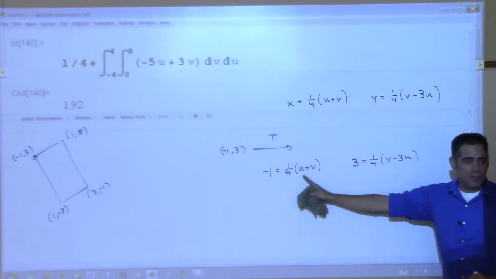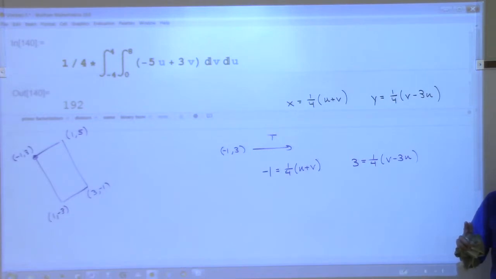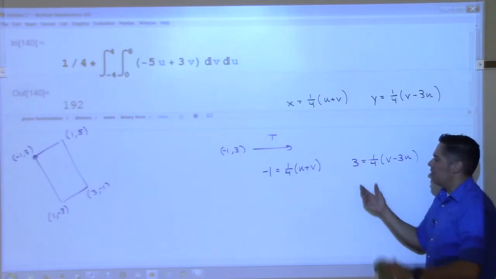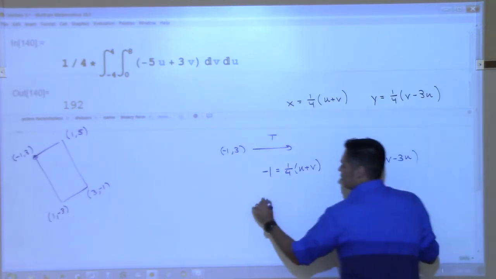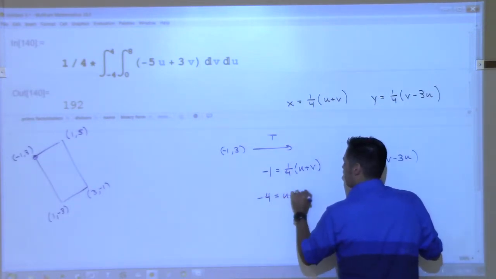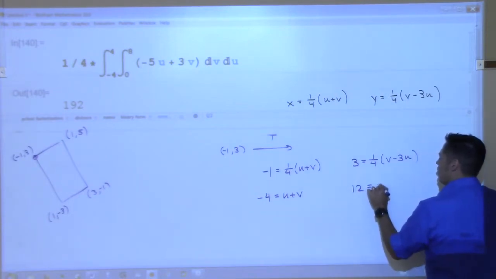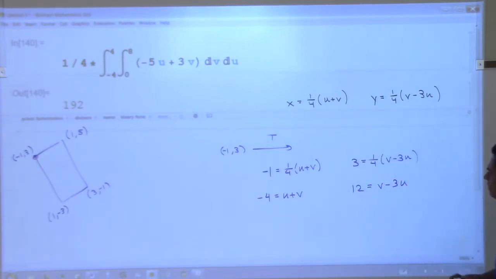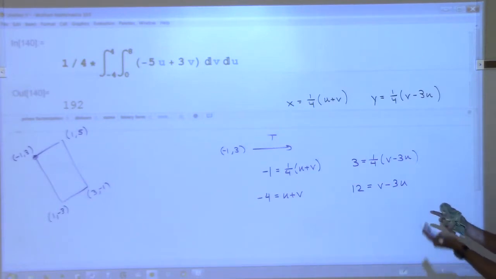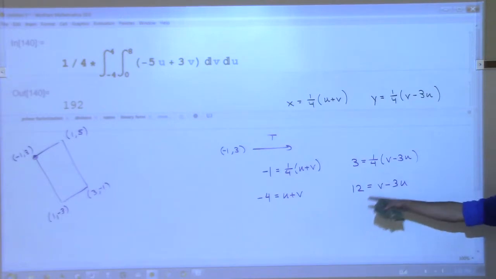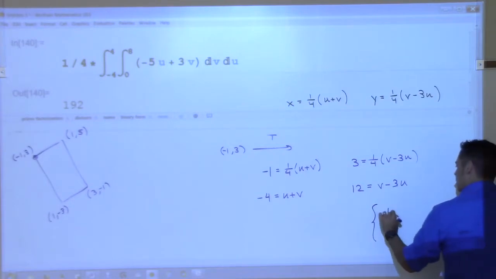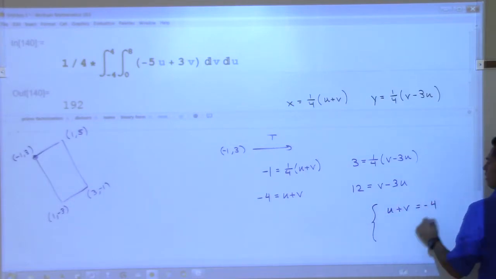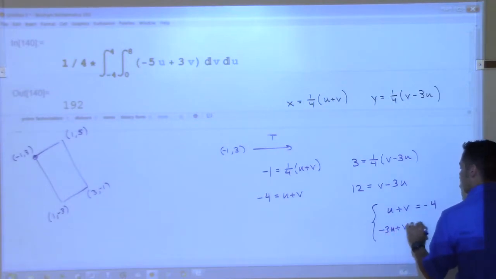We have two equations and two unknowns, right? We can't set these equal to one another at this point because previously it was like x and x, so we set them equal. So I'm just going to start doing some algebra here, multiplying both sides by 4. You either can solve that for u and plug it in here, or solve that for v and plug it in here, however you want to do it. Basically, we have a system of equations. It looks like this: u plus v equals negative 4, and negative 3u plus v equals 12, right?